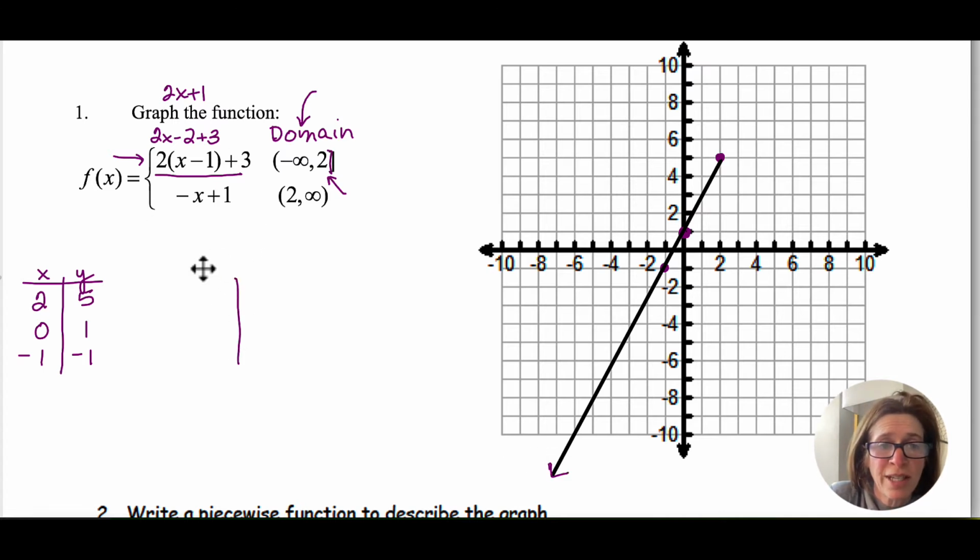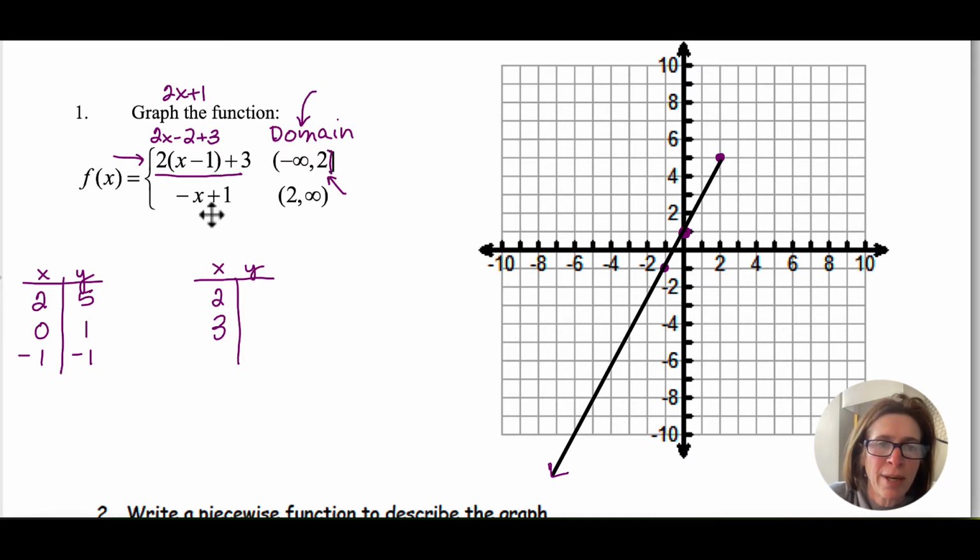Now I'm going to look at the other function. So for the other function, I see a line as well. It wants me to start from 2 to infinity, so I'm going to include that endpoint of 2, and then maybe I'll put in 3. It's a line as well. Now this is a great example as to why I'm not using the y-intercept in slope-intercept form, because I'm not really looking at it at the y-intercept. I'm looking to the right of 2.